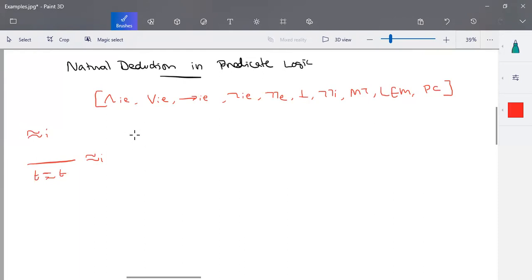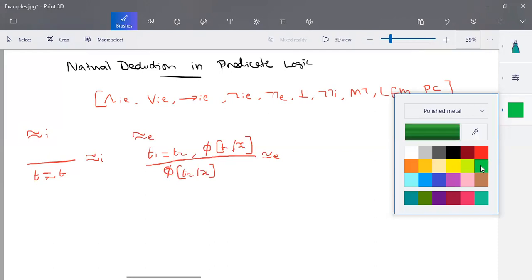And when you want to eliminate equality, two terms are given: t1 equal to t2 is given, it is already equal. And there is a predicate logic formula in which t1 is substituted in place of x. In that case, we can eliminate this equality condition and write the same formula with t2 substituted instead of t1. So that is your equality elimination. This is how an equality can be inserted between terms, and this is how an equality can be eliminated.